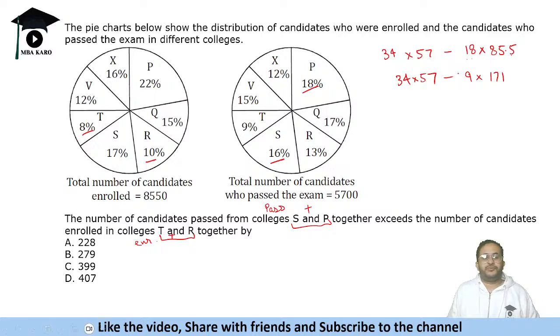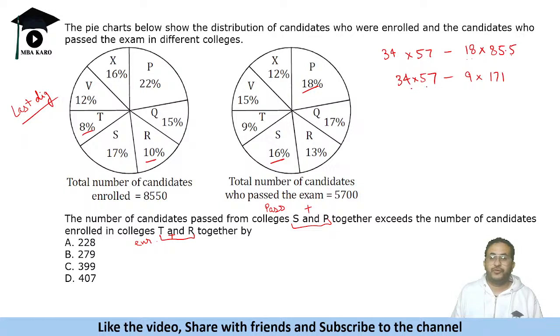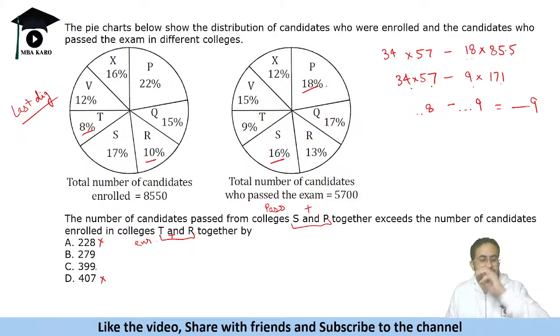I'll tell you a better way, using options. Always try to use options. Keep this in mind. The last digit is a very crucial thing for answering questions. Most of the time, people do not realize this. So 4 into 7, the last digit is 8, minus 9 into 1, the last digit is 9. So 8 minus 9, the last digit of the answer should be 9. But unfortunately, we have two options that have 9 as the last digit. Now, how do we get the answer? Of course, I won't be multiplying it.